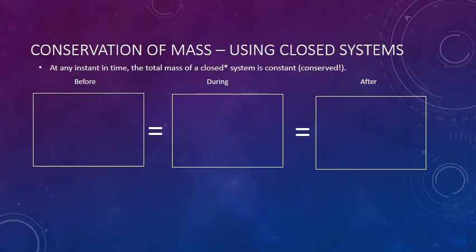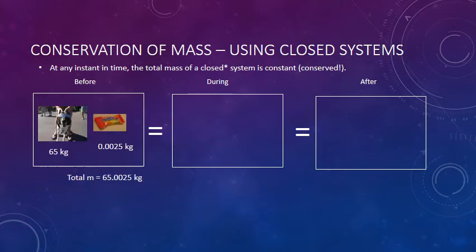So we can look at the idea of conservation of mass using both closed and open systems. Right now we're going to start by looking at closed systems. So at any instant in time, the total mass of a closed system is constant. So the total mass cannot change inside this box with the solid line around it.